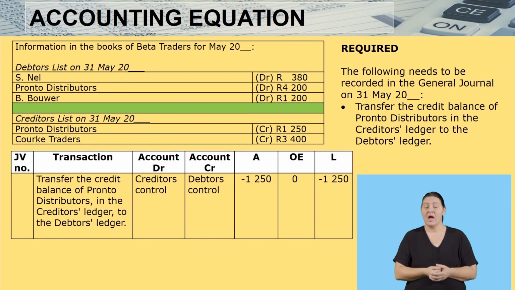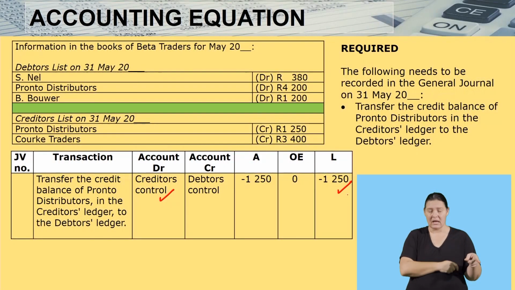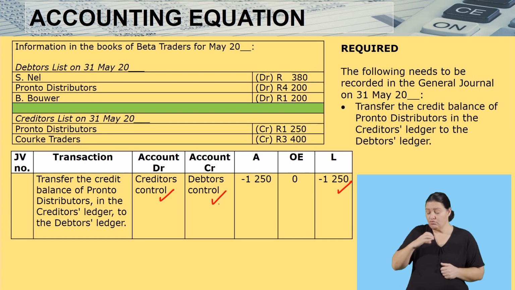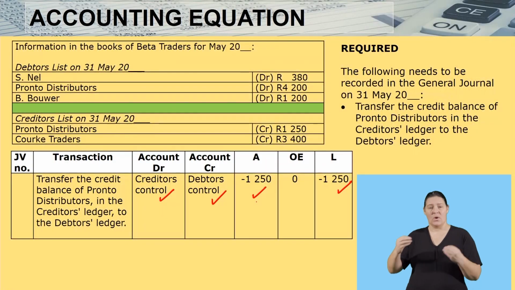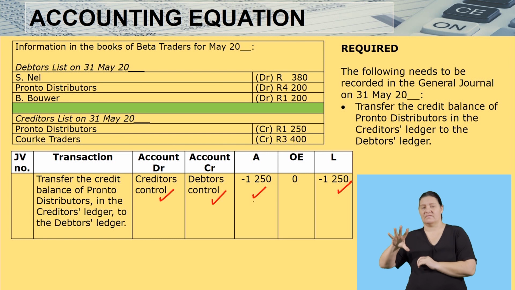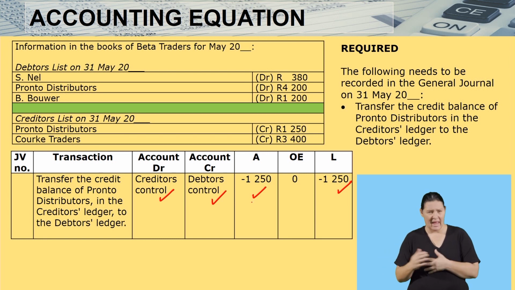Let us quickly look at how this affects your accounting equation. Once you have the same scenario, remember, you are now debiting your creditors control. Once you debit your creditors control, you are decreasing your liabilities. That's why you see it's a minus 1,250. And once you credit your debtors control, which is an asset, you are decreasing your assets, minus 1,250. Is there any effect on the owner's equity? Definitely not.